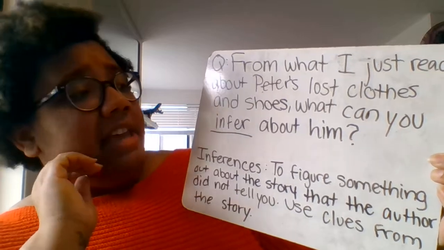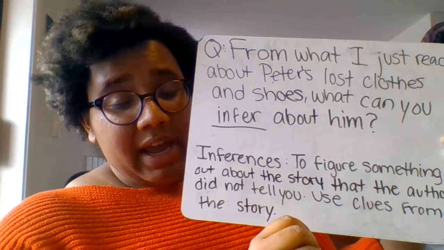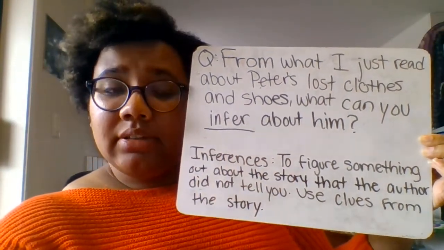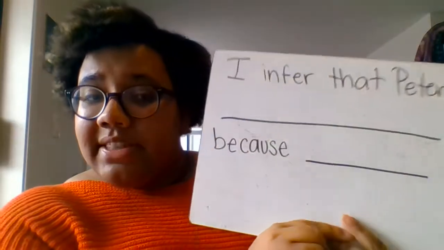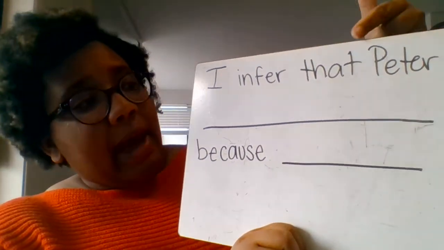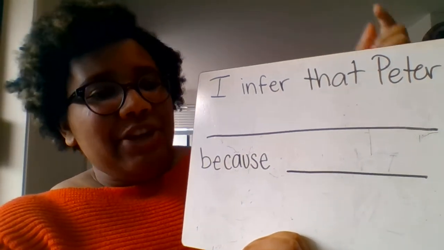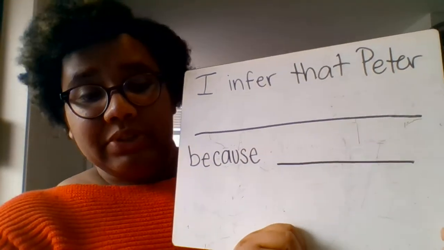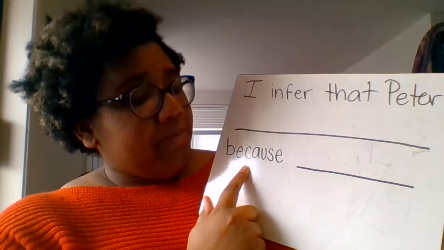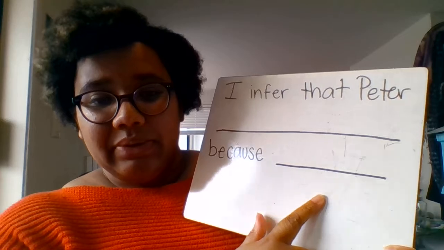I just said that this is the second time he has lost his clothes in a fortnight, so 2 weeks. So what can we guess about Peter? You can write the sentence or you can say it out loud to me, but I infer that Peter. What guess can you make about Peter and his clothes? And what from the story tells you?